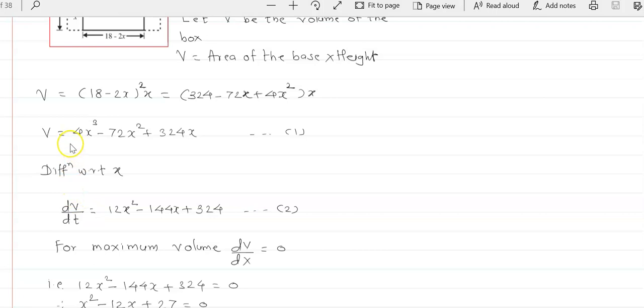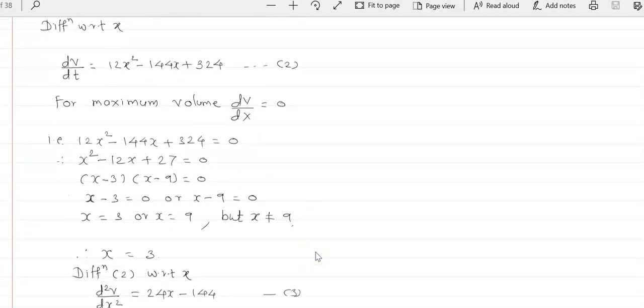Now differentiate this with respect to x. That is 12x square minus 144x plus 324. Now for the maximum, first of all, we'll find the derivative, dV upon dx is equal to 0. That is 12x square minus 144x plus 324 is equal to 0. Now divide both sides by 12. Then you will get x square minus 12x plus 27 is equal to 0. Now (x minus 3) into (x minus 9) is equal to 0. Therefore x is equal to 3 or x is equal to 9. But x equal to 9 is not possible.